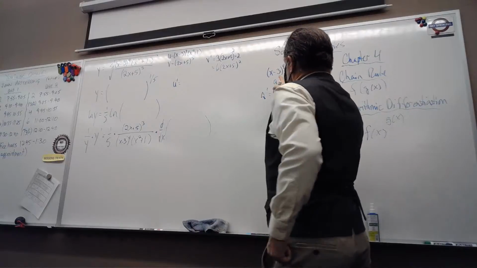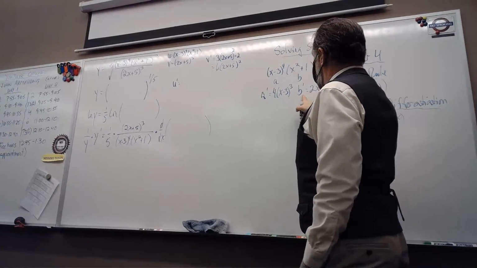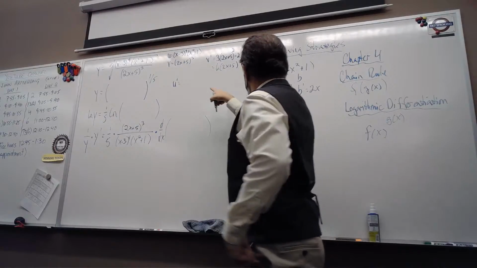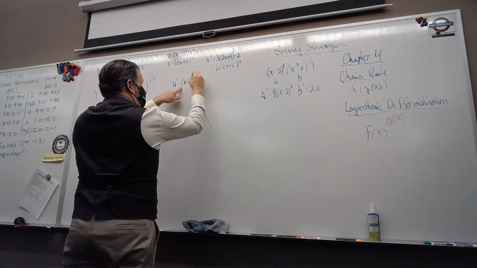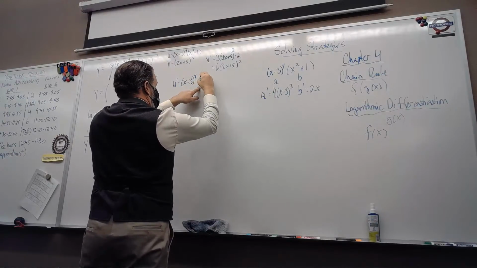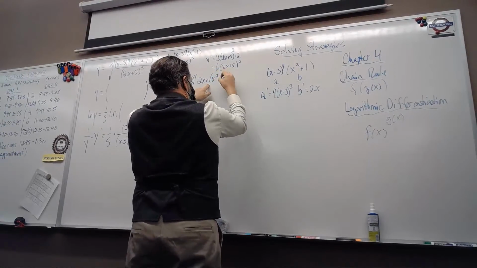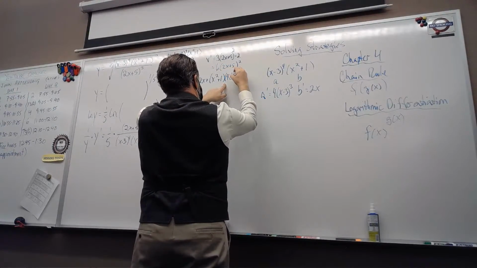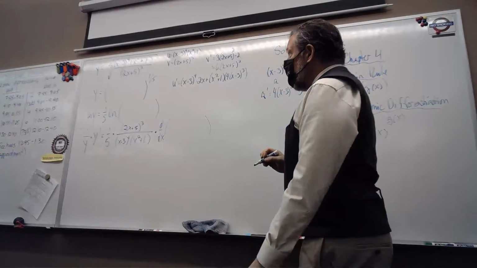So, product rule says A times B prime plus B times A prime. So u prime is A, x minus 3 to the 4th, times B prime, 2x, plus B, x squared plus 1, times A prime, which is 4 times x minus 3 cubed. Whew!